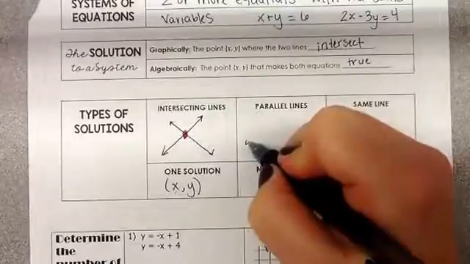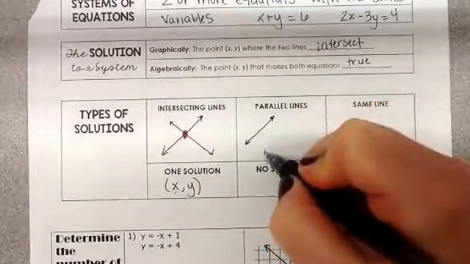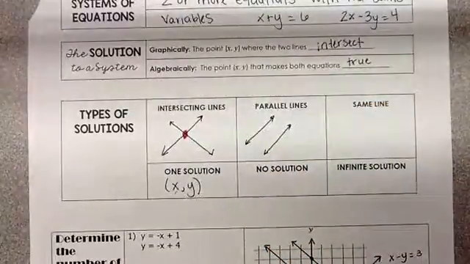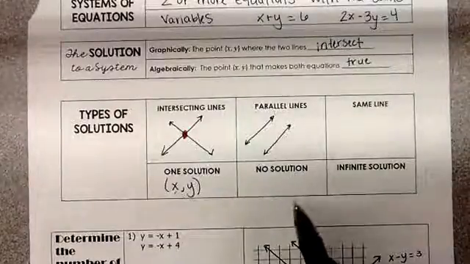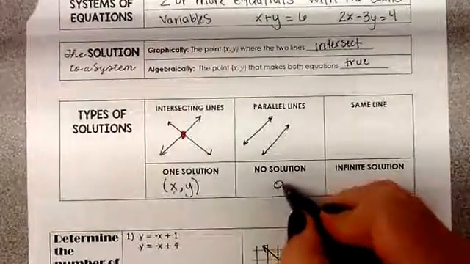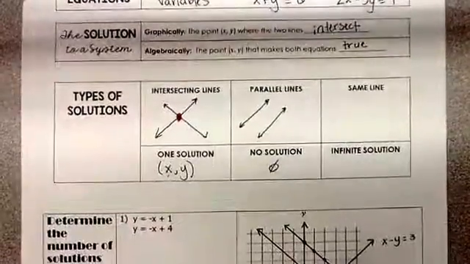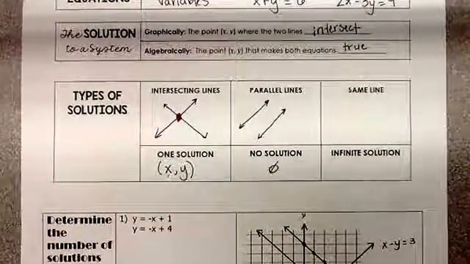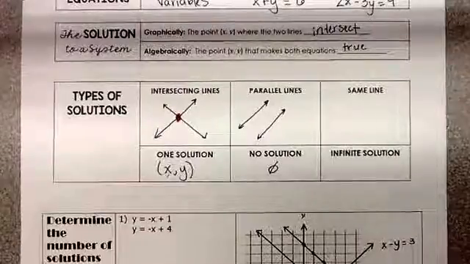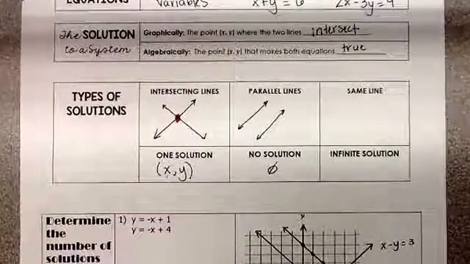What do you know about parallel lines? They never cross, so there is no solution. And that is the symbol for no solution. No solution because they never cross. So for those equations, there is no value for x and y that make both true.